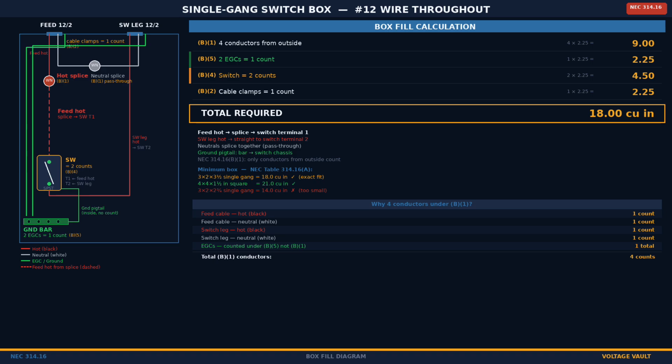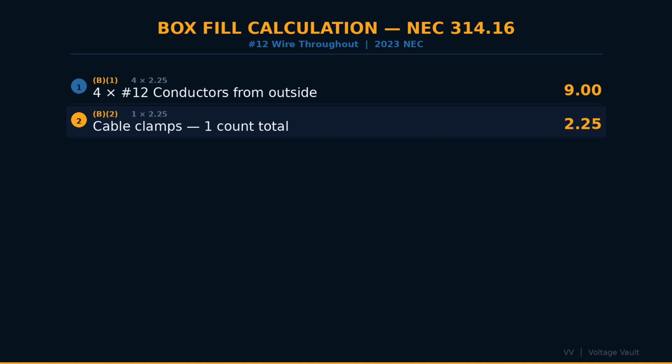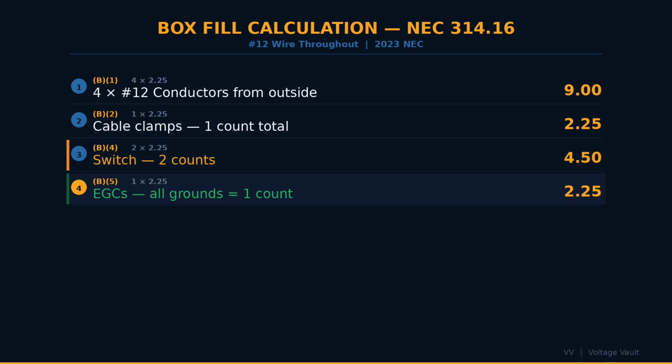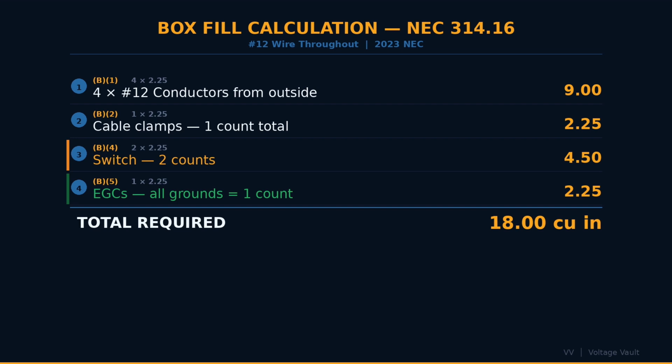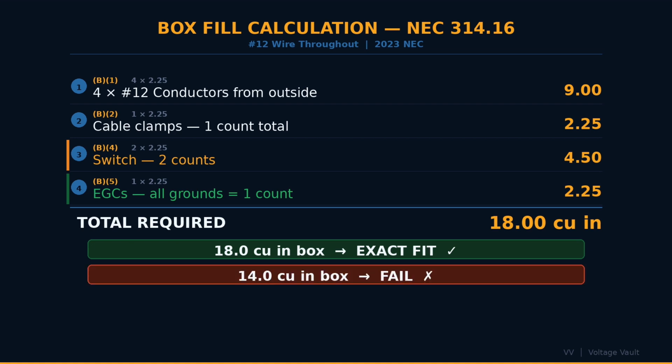Step 1. Conductors. 4 number 12 wires at 2.25 each, 9.00 cubic inches. Step 2. Clamps. All as one, 2.25. Step 3. Switch. 2 counts at 2.25, 4.50. Step 4. Grounds. All as one, 2.25. Total required, 18.00 cubic inches. Now you know what the box needs to hold.